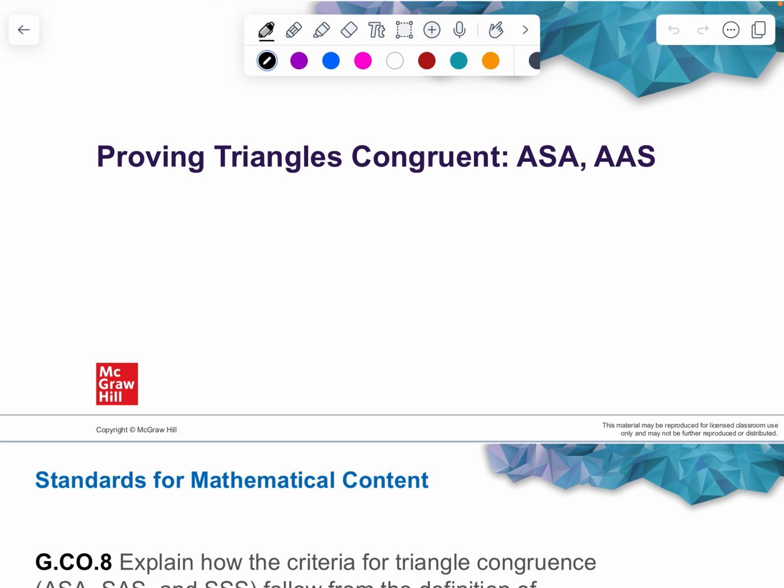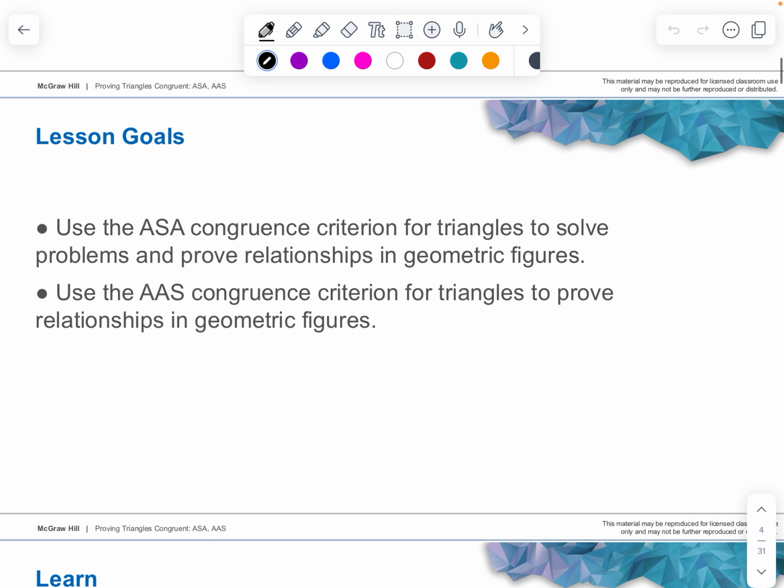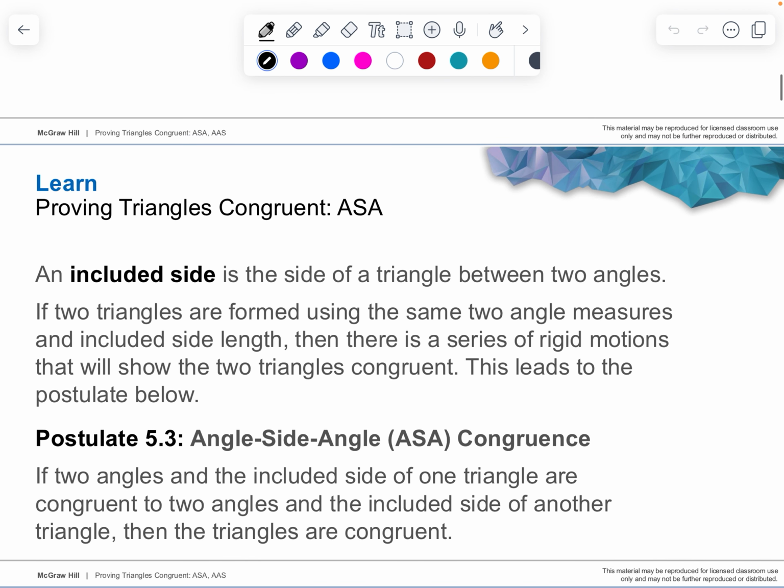All right, now we're going to look at 5.4, which is on page 11 in your notes. We're looking at proving triangles congruent using two other theorems, ASA and AAS. We usually just call them angle side angle and angle angle side. So let's look at this one.